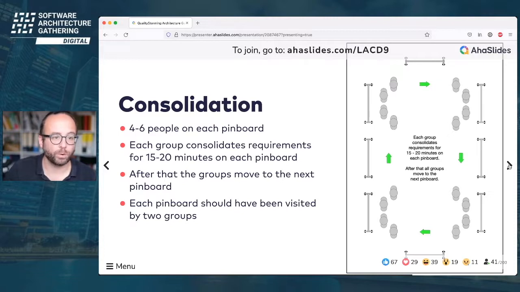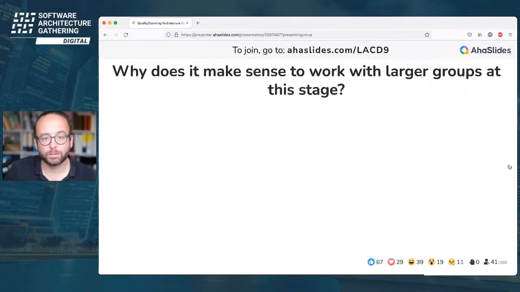And I would have another question for you. So why do you think it makes sense to work with larger groups? I mean, I said something already, but do you have any additional ideas why this may be the case?